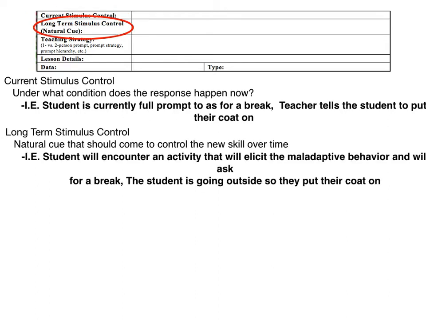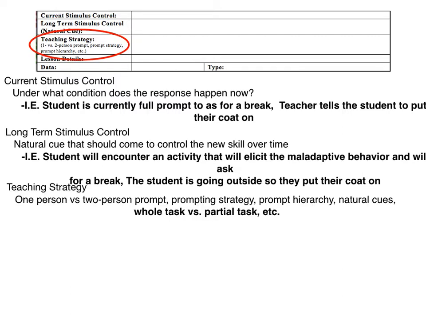Then you have the long-term stimulus control. This is a natural cue that should come to control the new skill over time. So going back to the break, the student will now encounter an activity that will elicit a maladaptive behavior, and before that happens, they will independently ask for a break. Going along with the coat example, now that the student has learned how to put on their coat, they know that they're about to go outside and that they need to put on their coat.